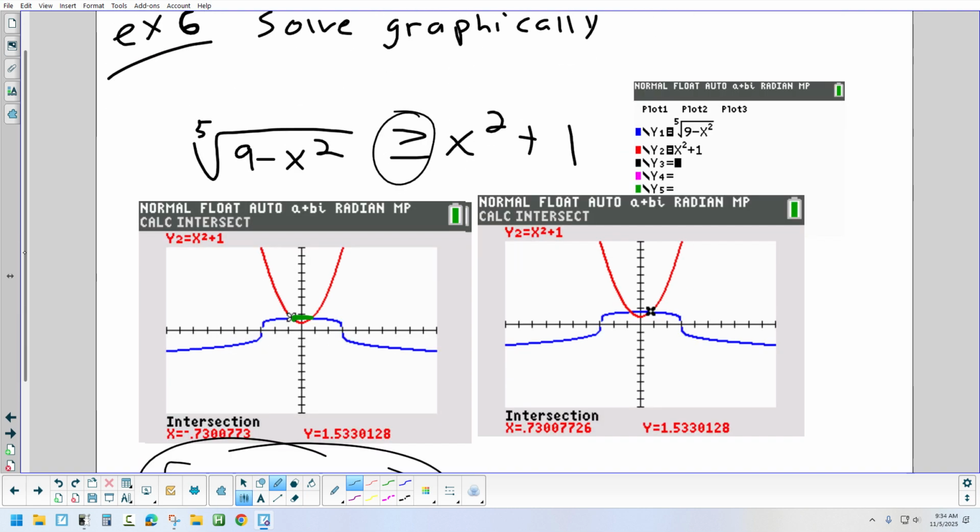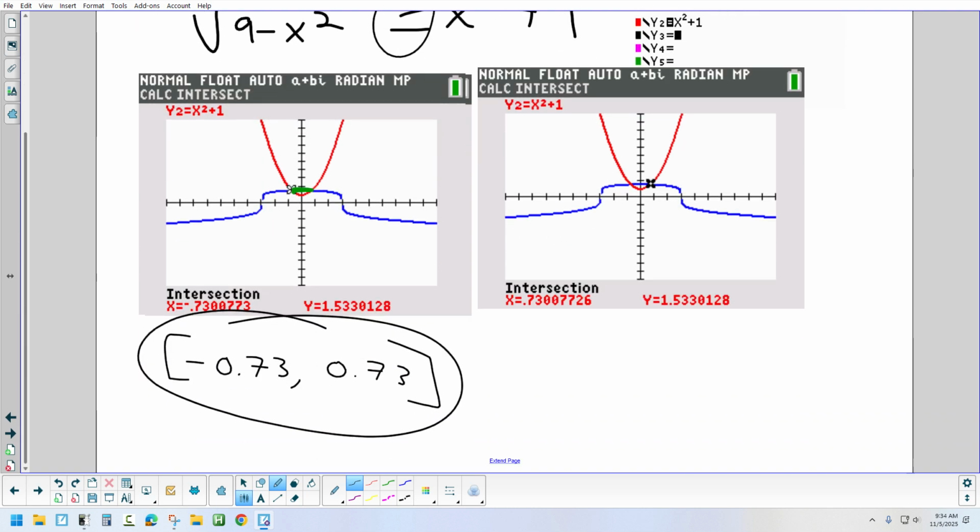So that's the last part of 4.4. Solving graphing the inequalities, and then solving algebraically by squaring or cubing both sides. So let me put up the homework.